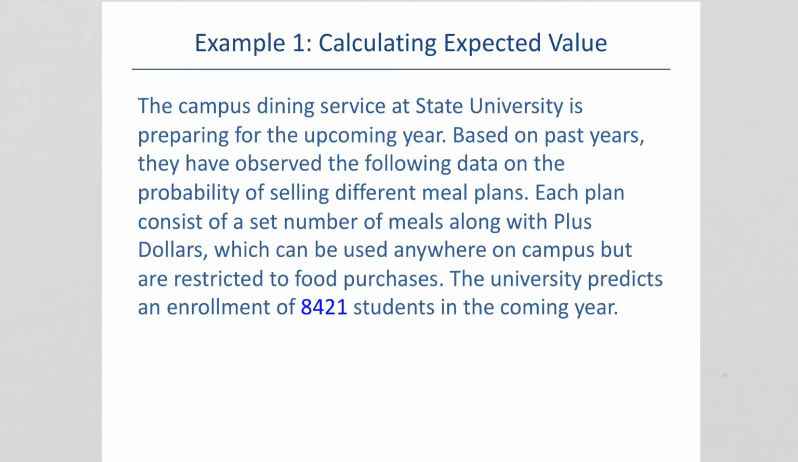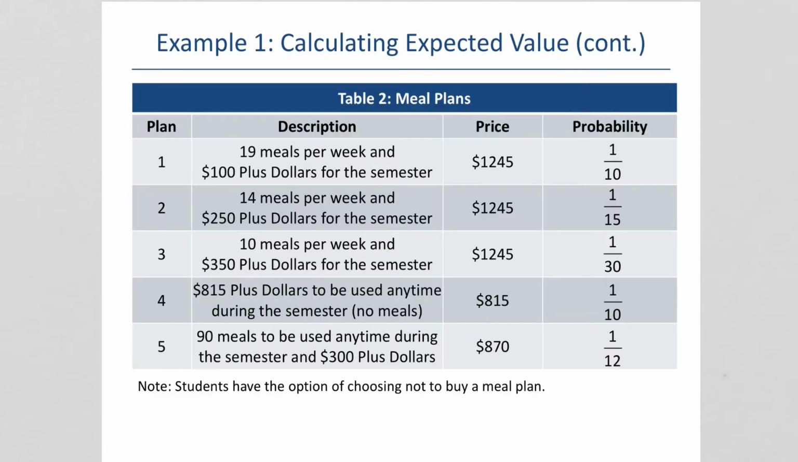The campus dining service at State University is preparing for the upcoming year. Based on past years, they've observed the following data on the probability of selling different meal plans. Each plan consists of a set number of meals along with plus dollars, which can be used anywhere on campus but are restricted to food purchases. The university predicts an enrollment of 8,421 students in the coming year.